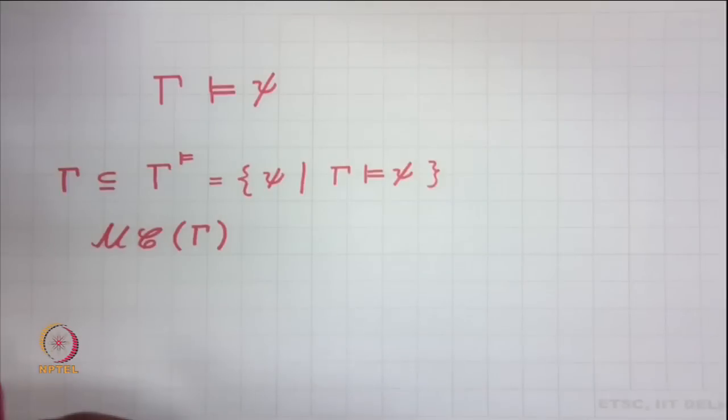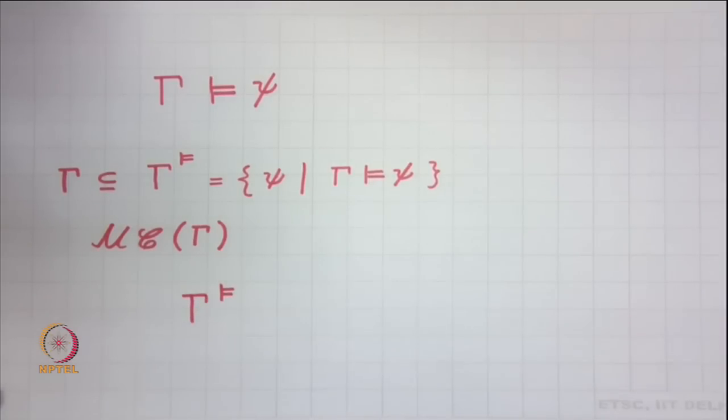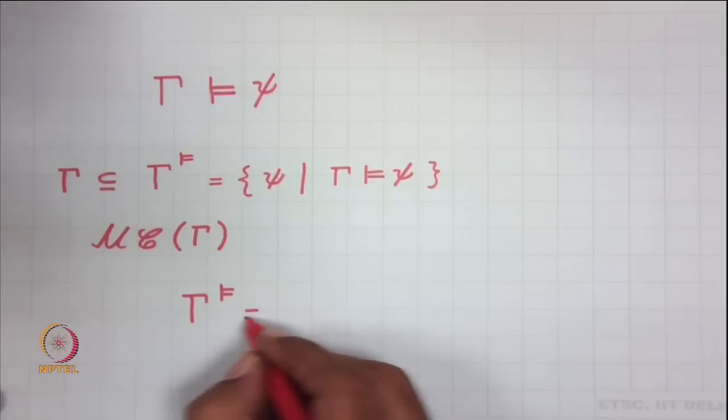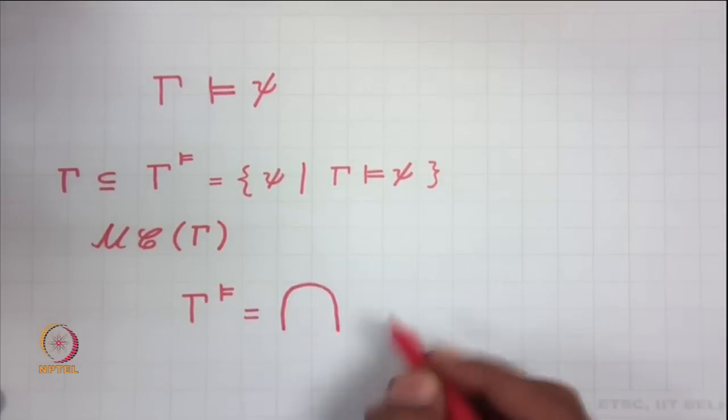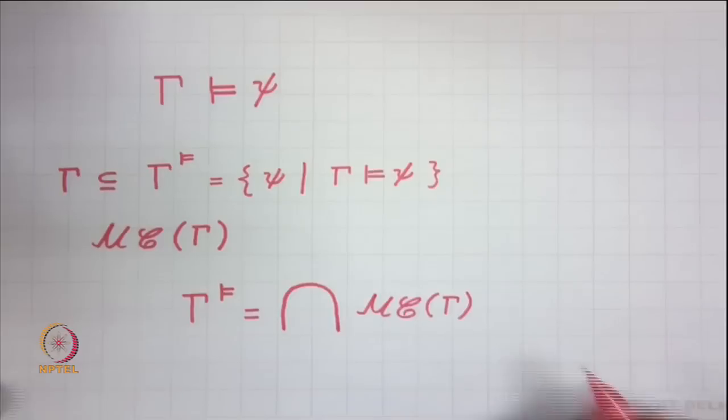Okay? And so, what this important theorem of Tarski's says is that if gamma is consistent, then it has certain logical consequences. Consider all those logical consequences. In particular, every formula in gamma itself is a logical consequence of gamma, right. So, this closure is simply the intersection of all the maximal consistent extensions of gamma. And that is the relationship between mere consistency and logical consequence.